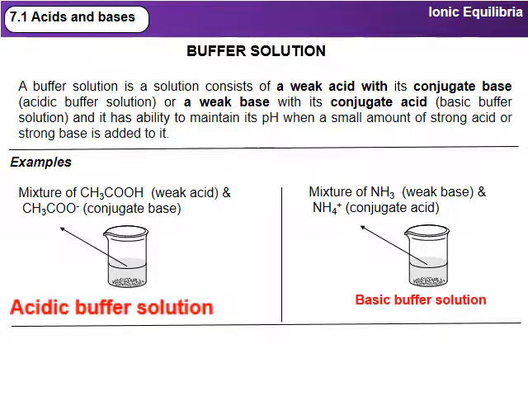An example of an acidic buffer is a mixture of acetic acid, a weak acid, and acetate ion, its conjugate base. An example of a basic buffer is a mixture of ammonia, a weak base, and ammonium ion, its conjugate acid.